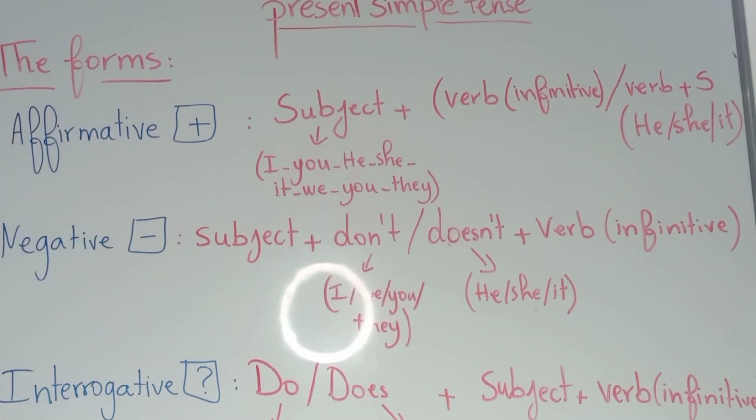Okay? Now let's move on to the last form, which is the interrogative. So if we want to ask a question, we don't start with subjects. It means that we start with do or does. These are auxiliary verbs. We start with do or does.